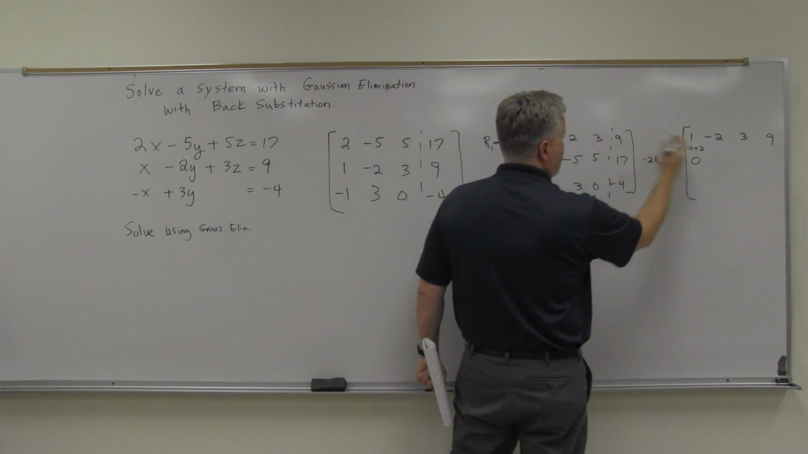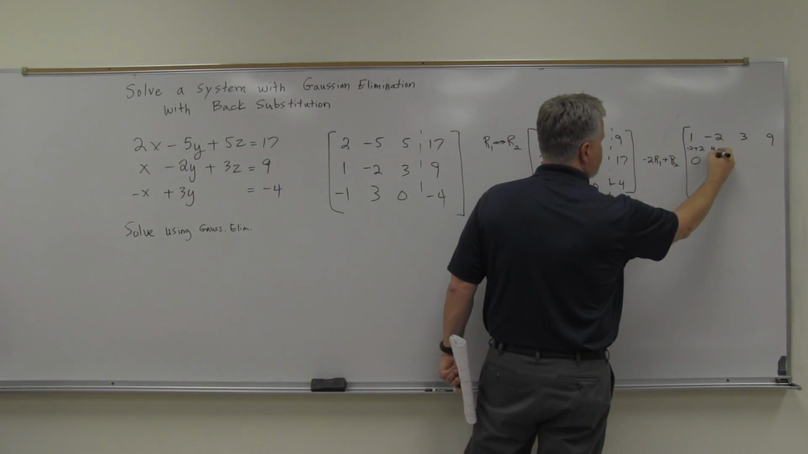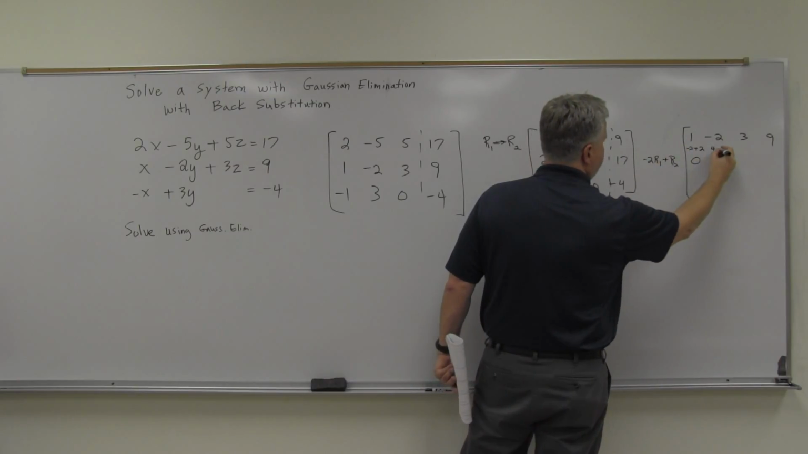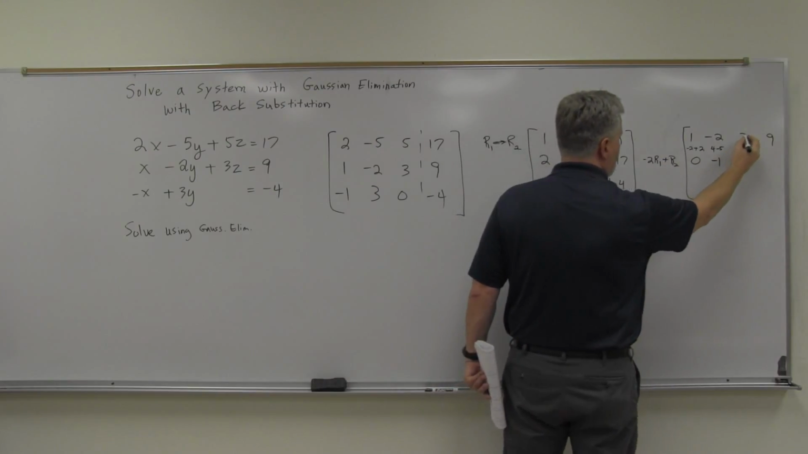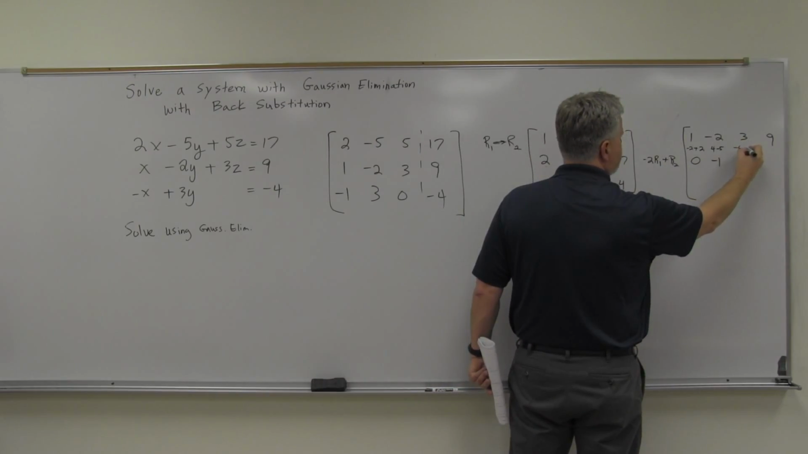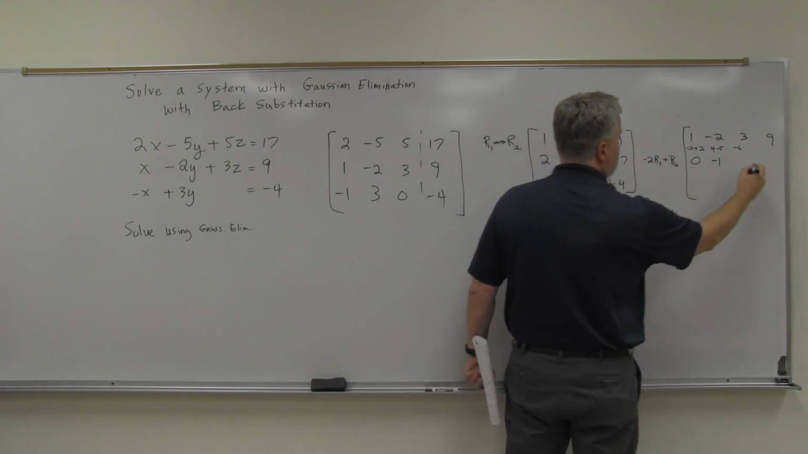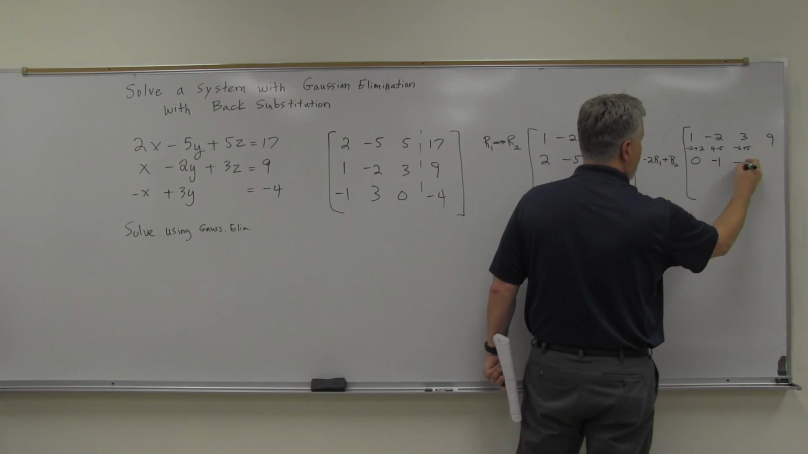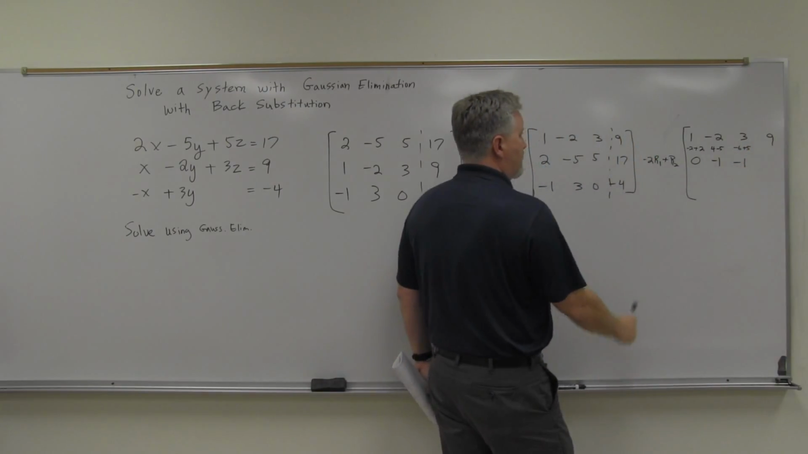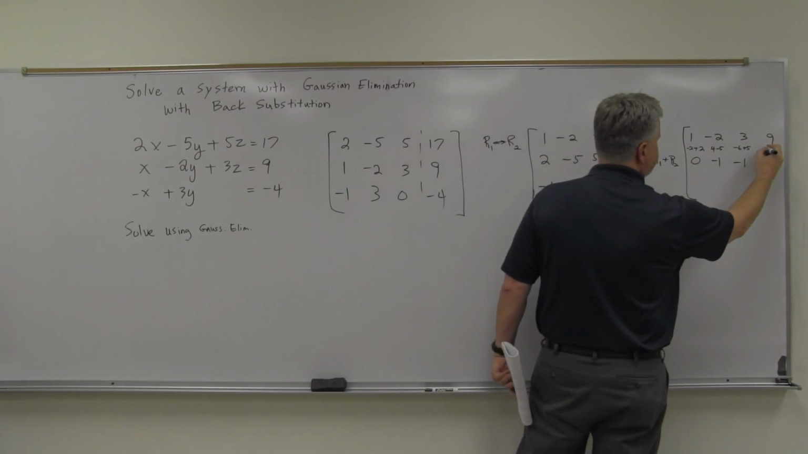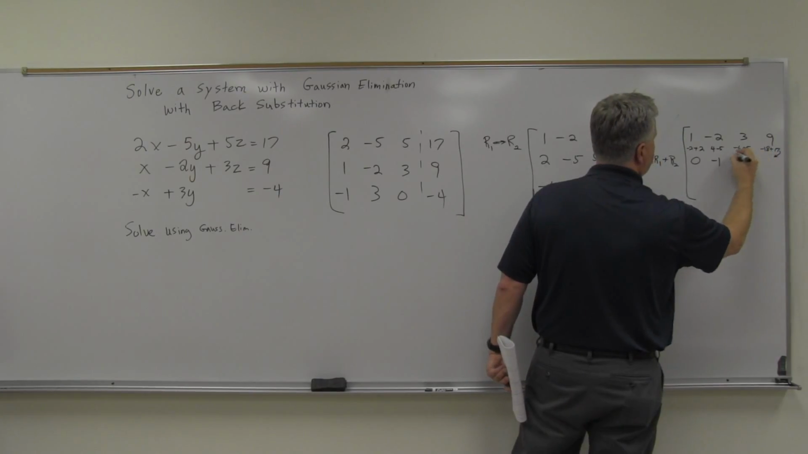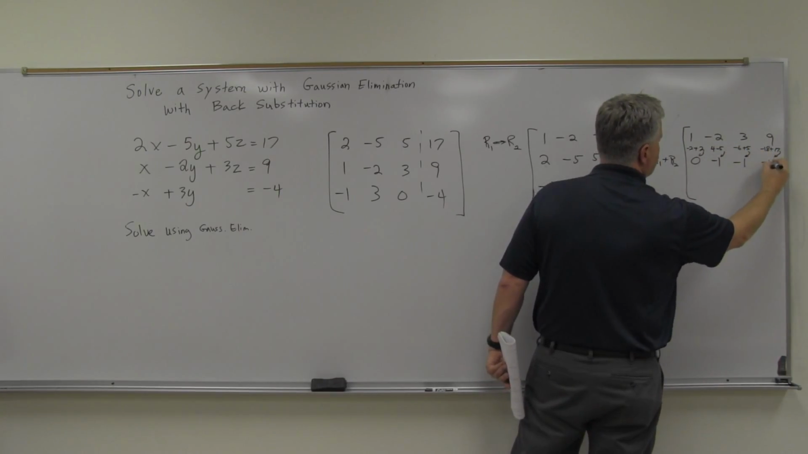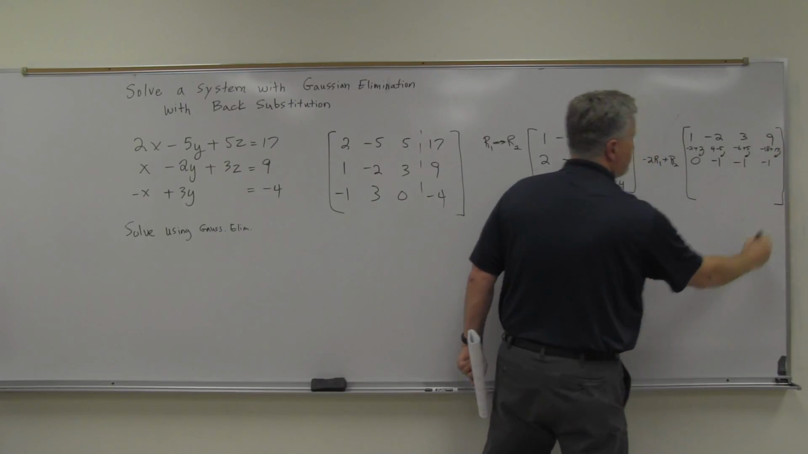So negative 2 times the negative 2 would be positive 4. Add that to the negative 5 from row 2, and that'll give me a negative 1. Negative 2 times 3 is negative 6 plus the row 2 entry, which is 5, so that'd be also negative 1. And then negative 2 times the 9 would be negative 18, plus the row 2 entry of 17. Everybody with me on that?